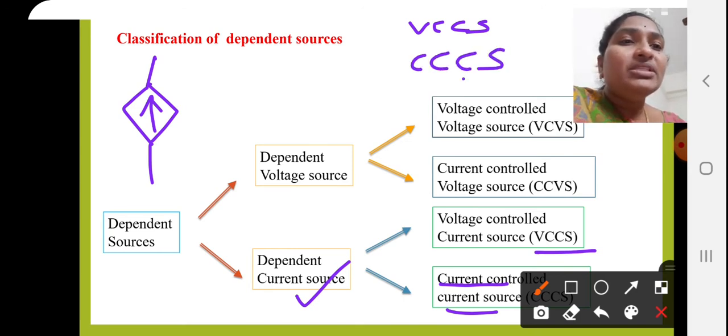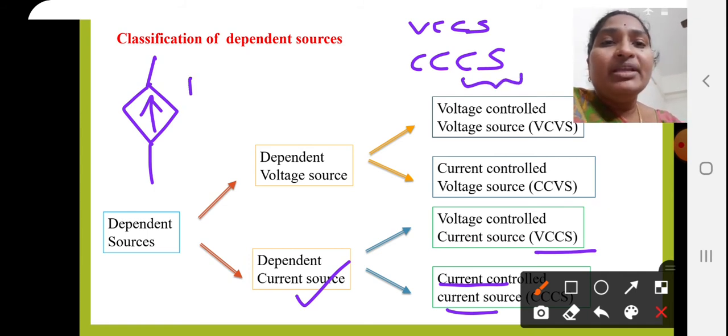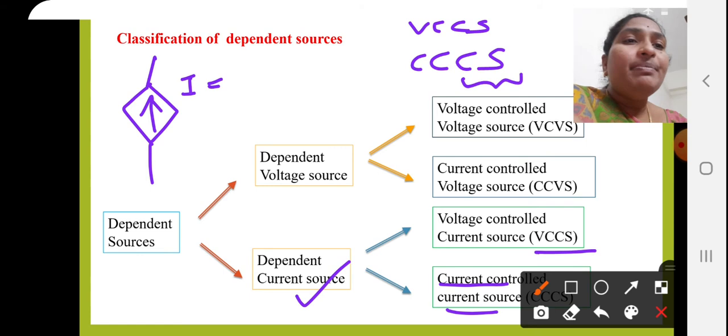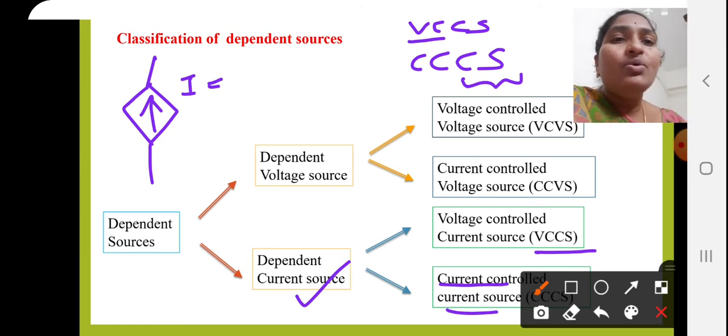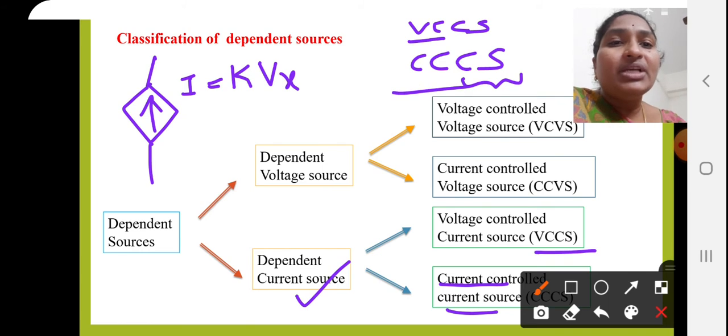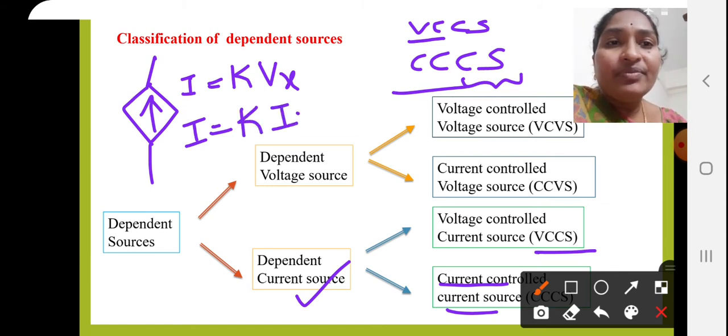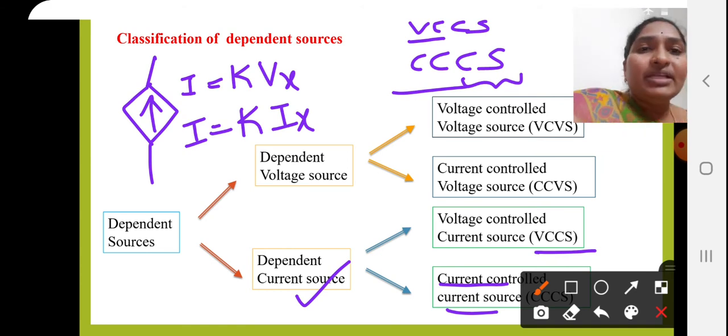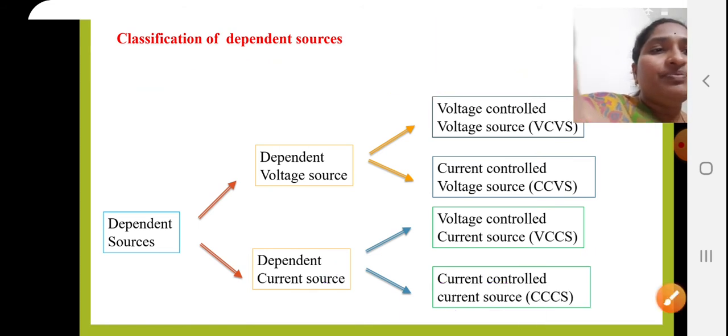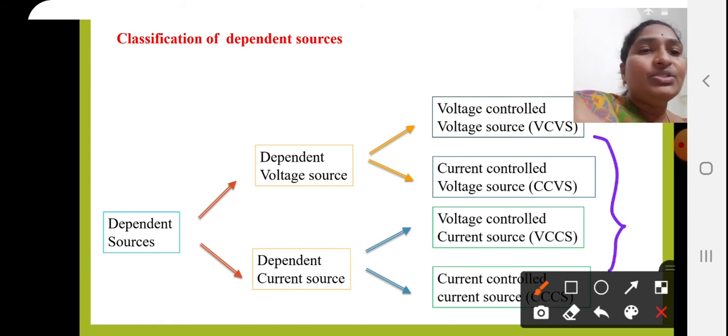In these two cases, it is a current source whose magnitude of current depends on voltage, that is, which is controlled by voltage. That's why we can write I is equal to K times Vx. In the current controlled current source, the magnitude of current supplied by this current source depends on the magnitude of current. So that's about the classifications of dependent sources: dependent voltage source and dependent current source.